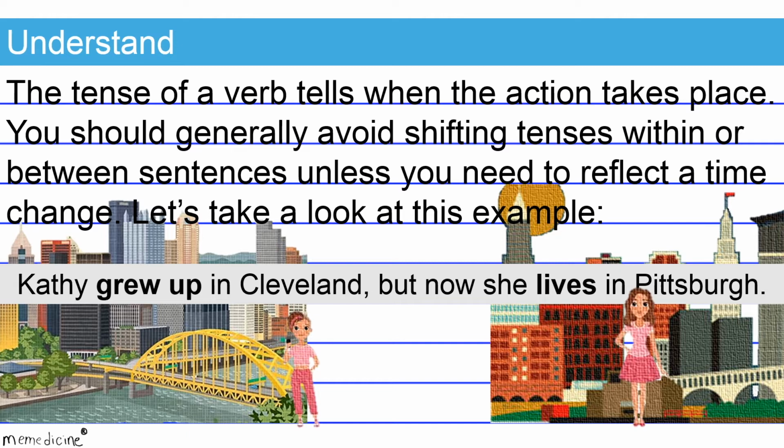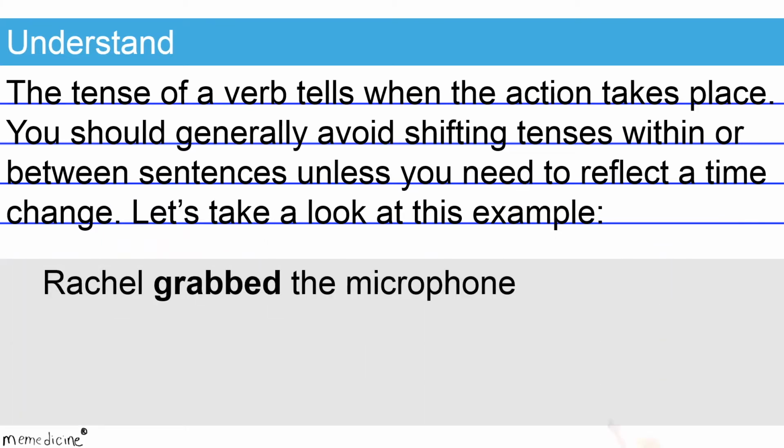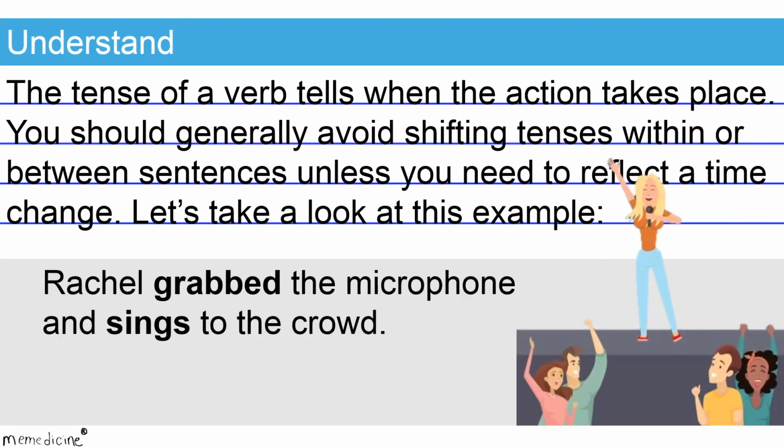We shift from Kathy's younger years, as indicated by the verb phrase grew up, and then to her present adult self with the verb lives. As I previously stated, this shift in tense is appropriate. Or check out this second example. Rachel grabbed the microphone and sings to the crowd.